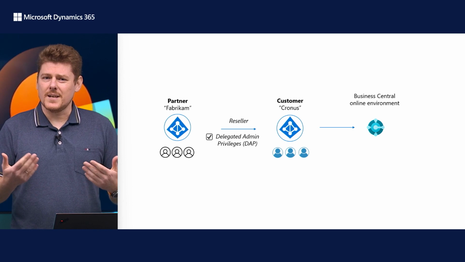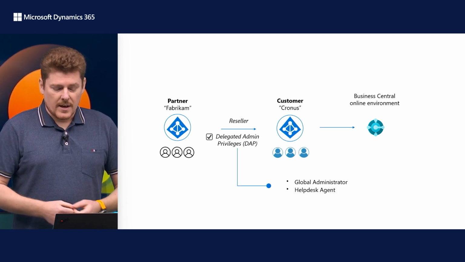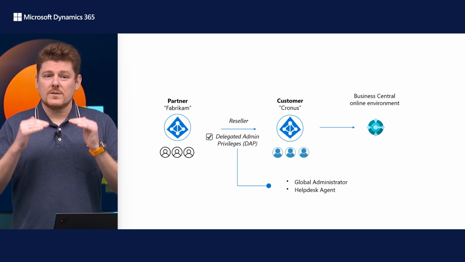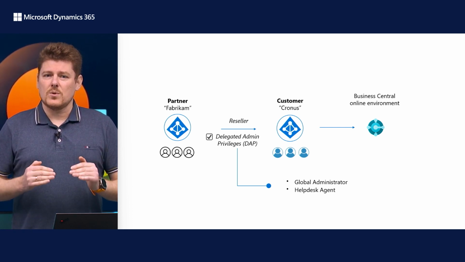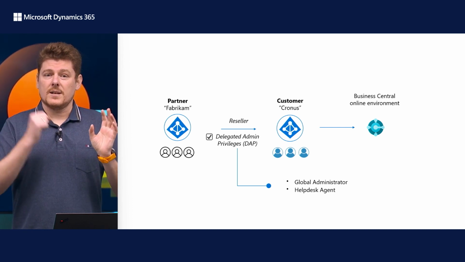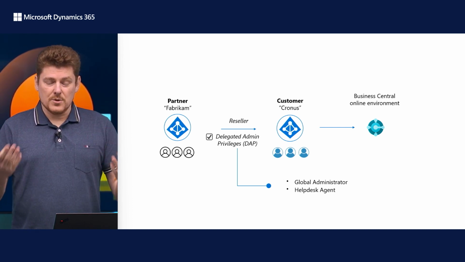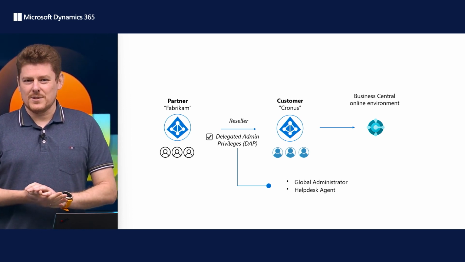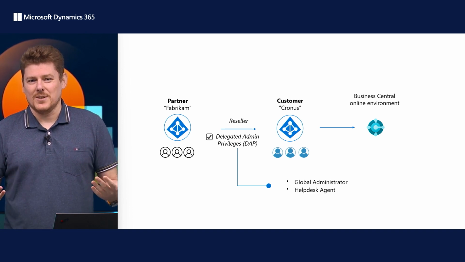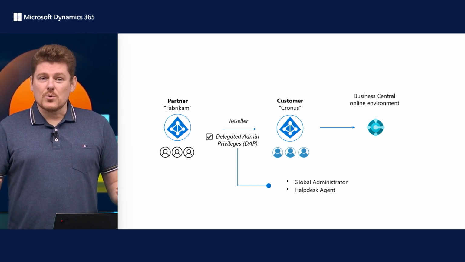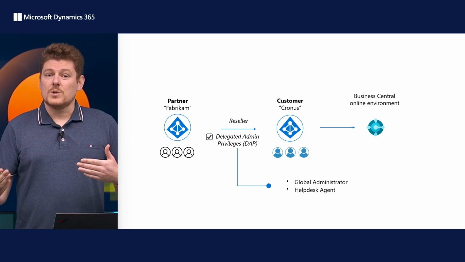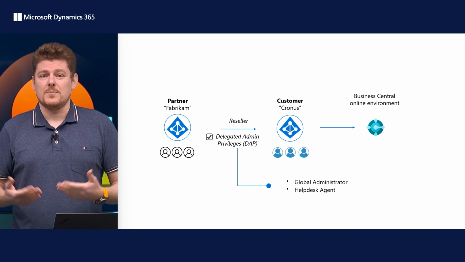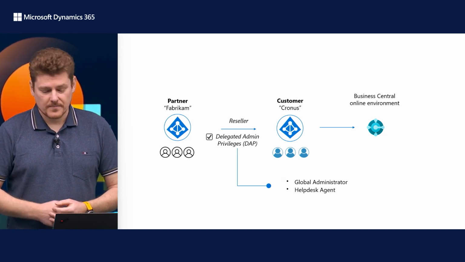Now, what are these delegated admin privileges? Delegated admin privileges would incorporate requests for 2 or 3 very specific roles from the partner in the customer directory. And these roles used to be global administrator, help desk agent, and another role called billing agent, but we never used it in our Business Central context. So these 2 roles would be something that the partner would request from the customer in order to help them with implementations and setup and all other support tasks.